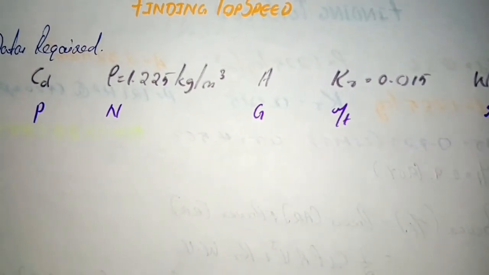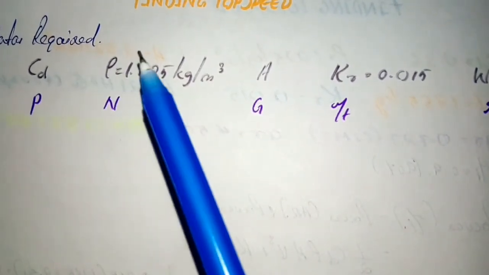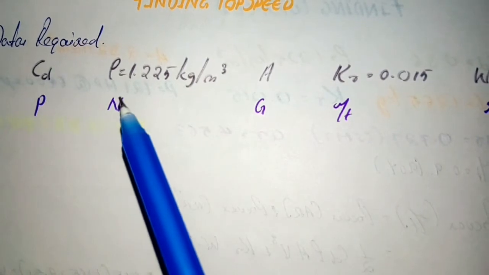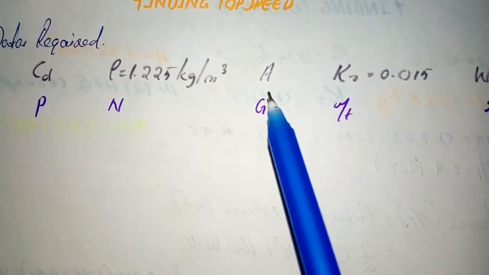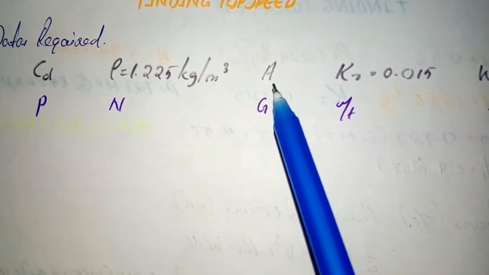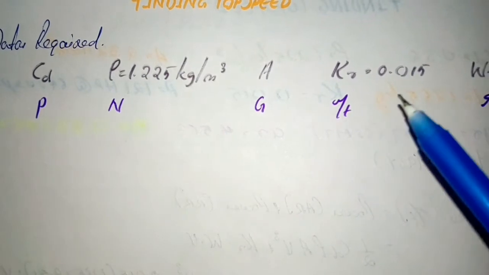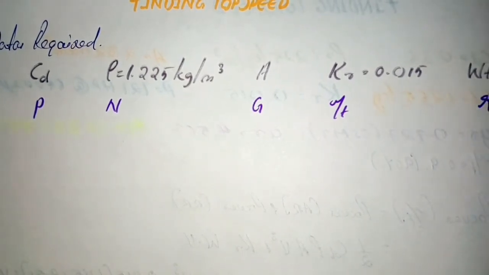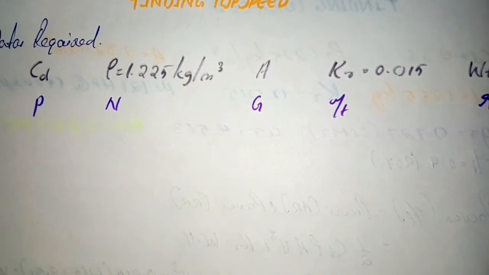For finding the top speed, we need the following data. We need the coefficient of drag, the air density, which is taken as 1.225 kilogram per meter cube at sea level, the projected frontal area of the vehicle, the coefficient of rolling resistance, the weight of the vehicle, and the downforce of the car, if we have it.